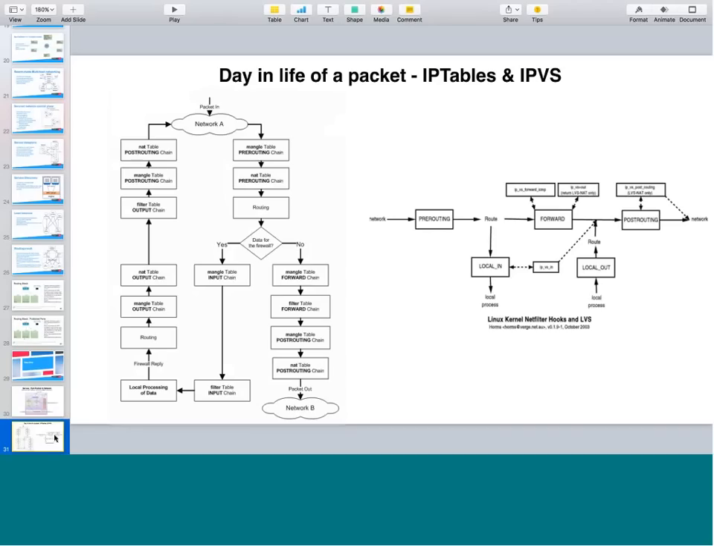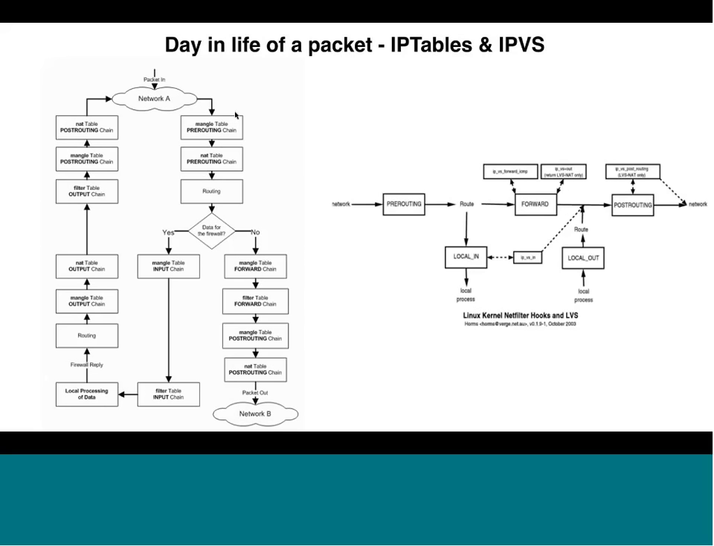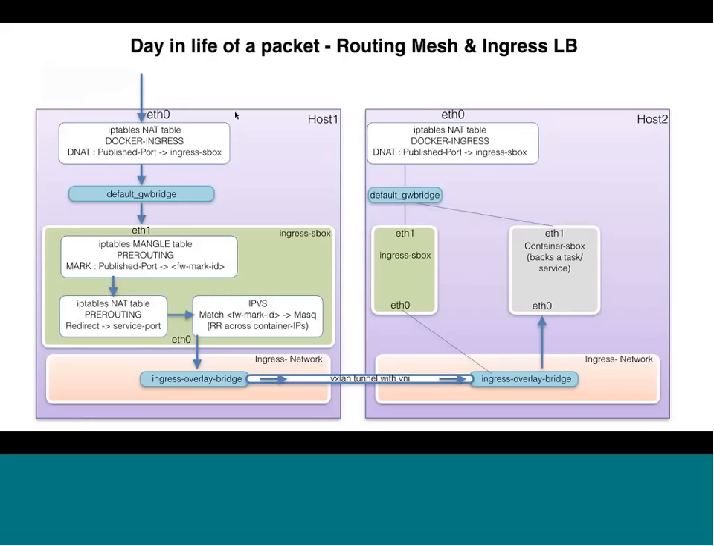If you look at the day in the life of a packet, we use iptables and IPVS extensively. Those who are aware of the Linux kernel forwarding will be aware of this particular slide. It's not a slide which I did, I just borrowed it. This forms the fundamental data path for Docker networking. So we use iptables and IPVS as a way for us to do routing mesh, load balancing, and overlay networking as well.